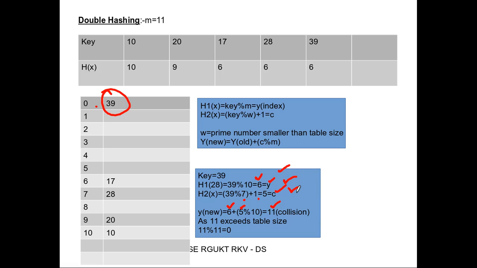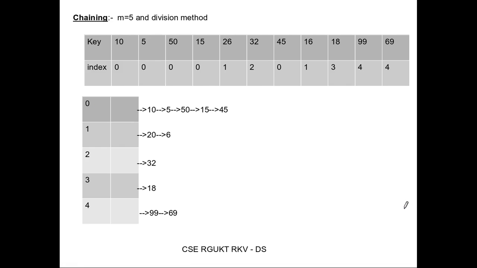Whenever you are talking about this hash data structure, all these things have to be known: that is the hash function, then what type of probing we have used, and the table size. So all these things have to be known by the user when he is searching for an element. Okay, then we come to the next part, which is chaining.